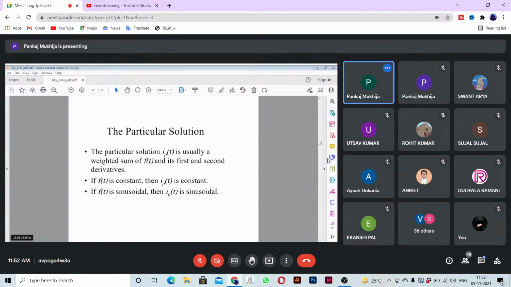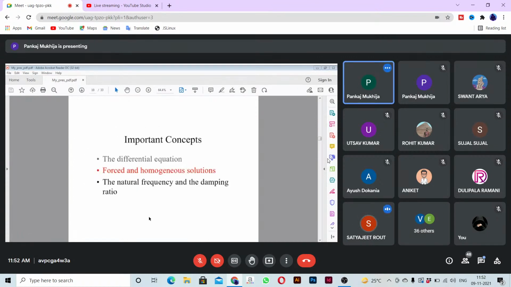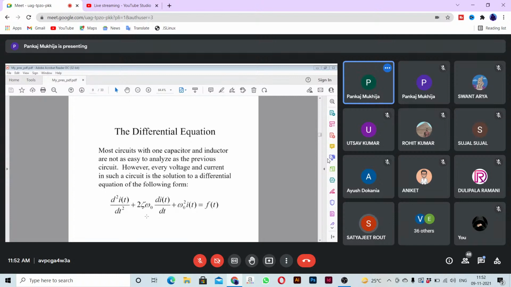Satyajeet, go ahead. Sir, could you write the previous equation once? The previous one, okay, this one? Yes sir. Sir, here you can write x instead of i, because don't confuse this with current. Okay, this is not current. It can be voltage also. Here I am writing every voltage and current.